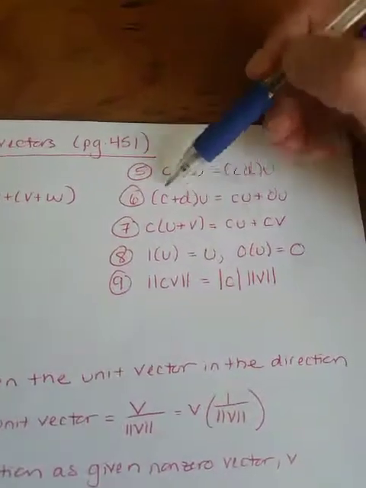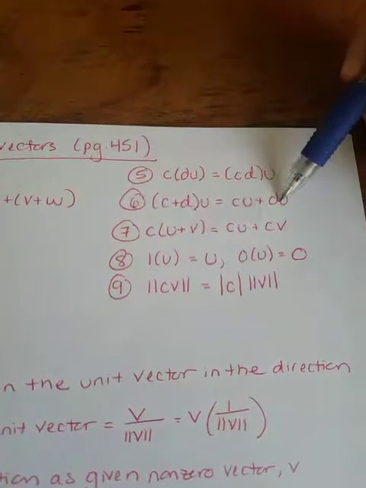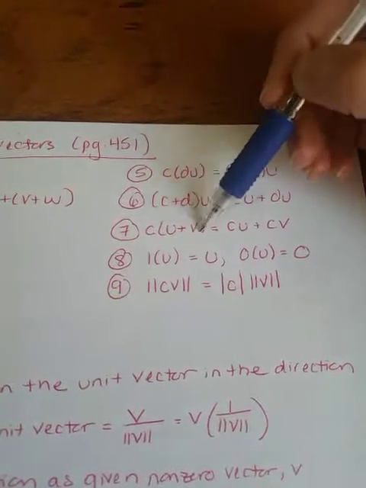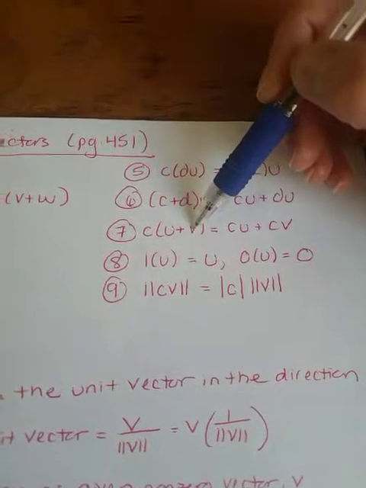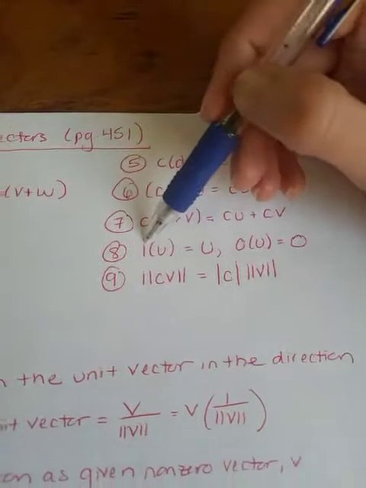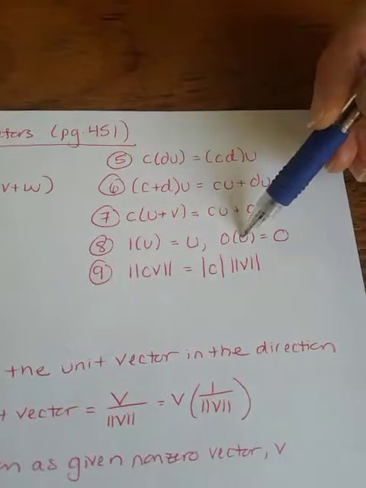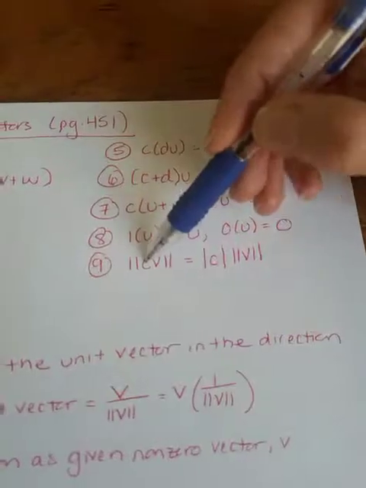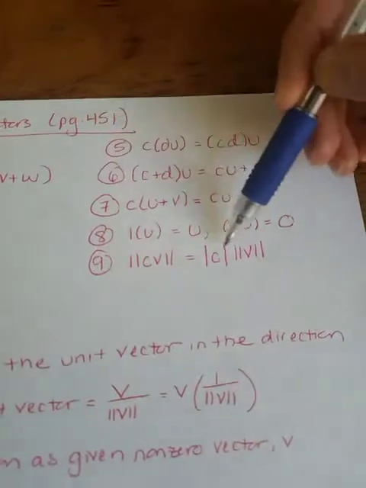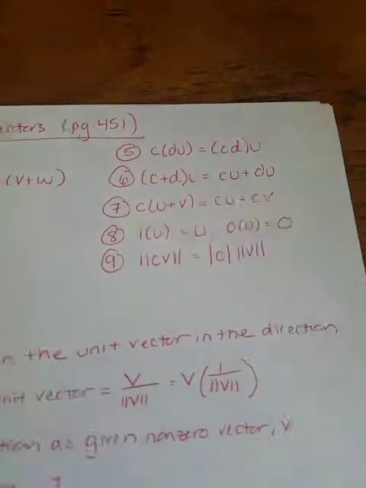This is the distributive property. c and d are scalars. You can just distribute that into vector u. Same thing here. If you're adding two vectors together, you can just distribute in the scalar to both vectors. Obviously, if you have vector 1 times u, that's just u. Same thing here, 0 times the vector u is just 0. And if you're taking the magnitude of some constant c times vector v, you can just take the absolute value of c times the magnitude of vector v. Again, I don't need to bore you with those. At any rate, here we go.